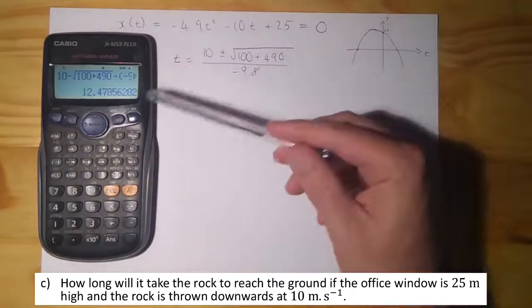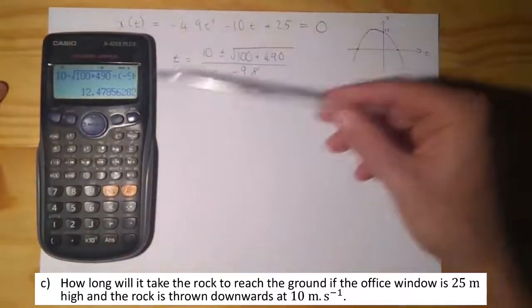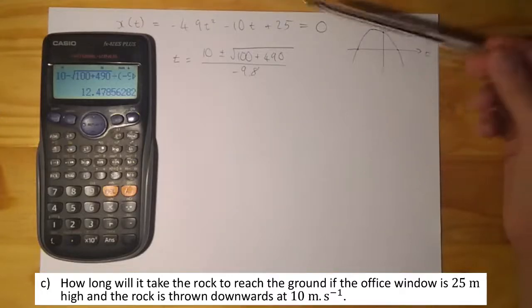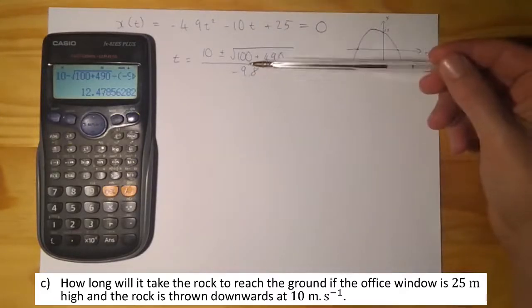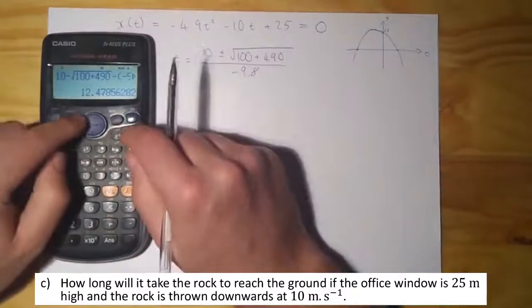You think it's going to take 12.5 seconds for something to fall from the top, not much less than the 7th or 8th story, throwing something downwards? So this is way too much. So this tells me there's a mistake here somewhere. So let's see.